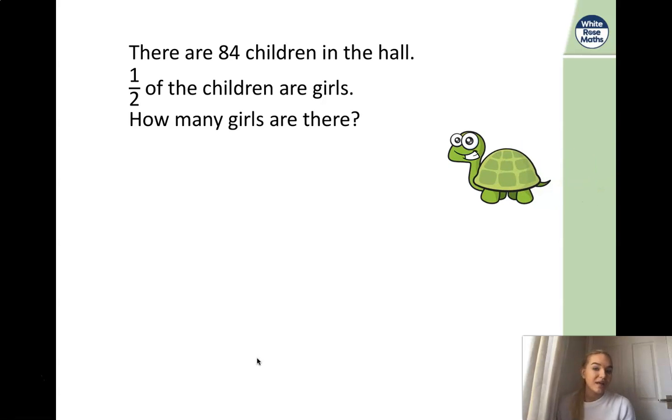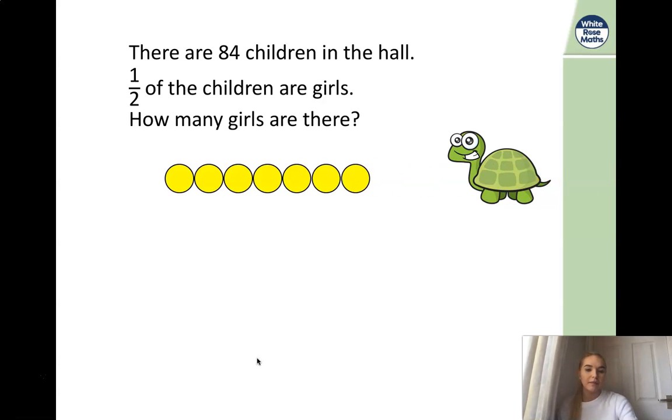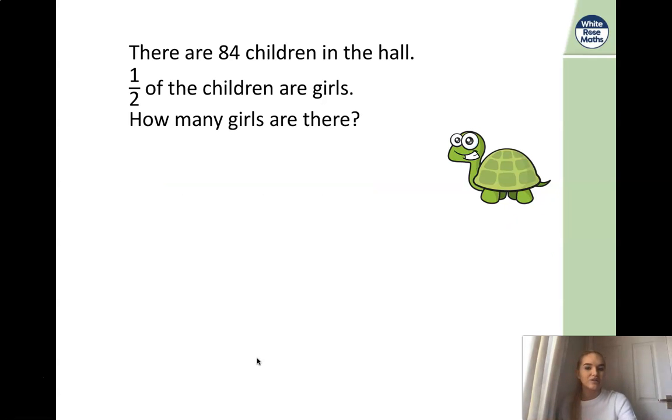Tiny thinks that we can use counters to find this out, because we know there are 84 children, so we could go 1, 2, 3, 4. Oh, that would take a really long time. If we were counting out all of these counters up to 84, that would take so long. What else could we use to help us? That's right, we could use base 10 to help us.